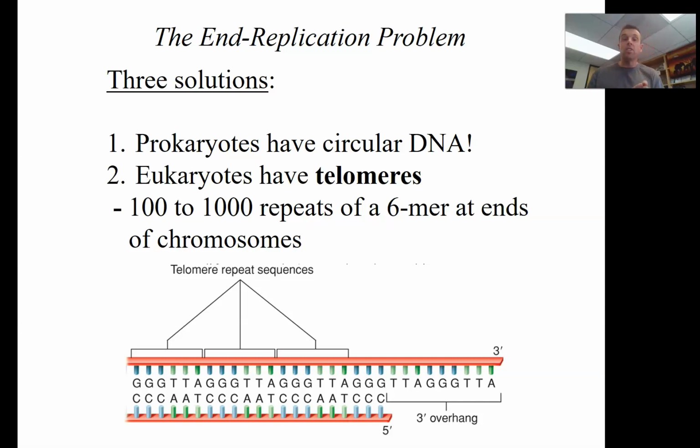All right? So, 2 solutions so far. Prokaryotes don't have to worry about it because they have circular DNA. Eukaryotes have these telomere repeats at the end to give them a buffer where when they're being shortened a little bit by a little bit, it takes a long time to get to information that actually is detrimental.